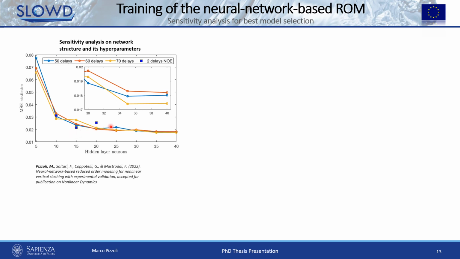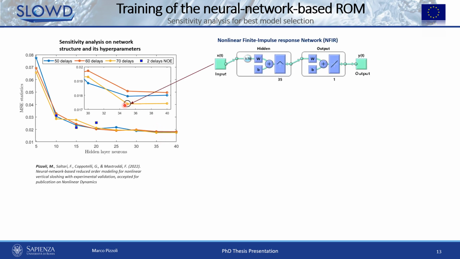But it is clear that the NFIR model performs better here with respect to the other parallel configuration model, which also turns out to be less stable, and so it is preferable to use the NFIR model. And in fact, the best performing model turns out to be the one highlighted here, which considers 70 delay lines and 35 neurons.